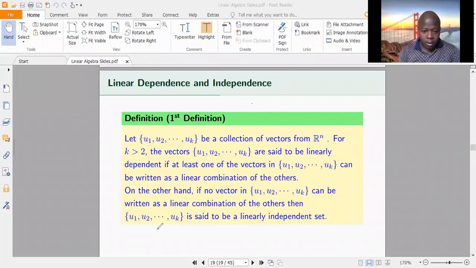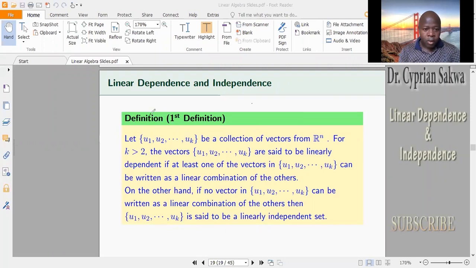Welcome to my channel. Today we'll be looking at linear dependence and independence of vectors. So first we define what we mean by linear dependence and linear independence of vectors, and then look at examples. I'll give you two definitions for linear dependence and then linear independence, and then use the two definitions to see whether vectors are linearly dependent or independent.